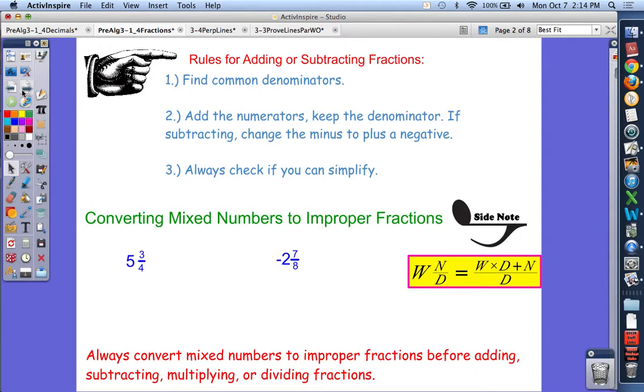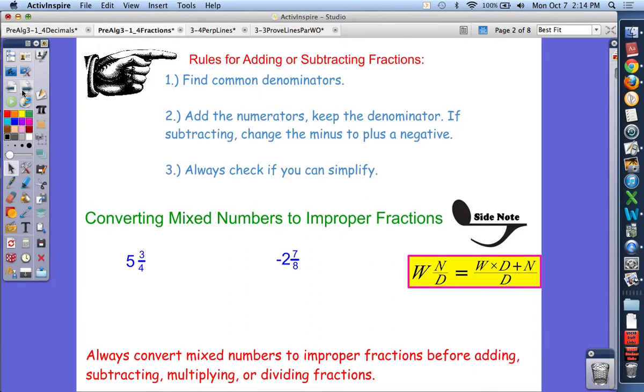After you have those common denominators, you want to add the numerators and keep the denominator. If you're subtracting, then change the minus to plus a negative and, again, add the numerators and keep the denominator. And then whenever you're done, always check to see if you can simplify. So ask yourself, is there any number I can divide out of both the numerator and the denominator evenly?